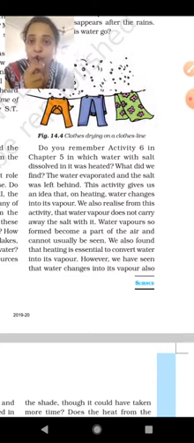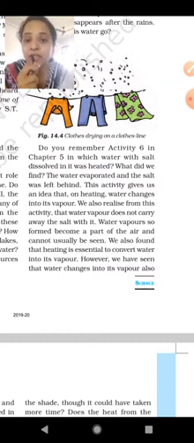into water vapor. From that activity we can conclude that water turns into vapor. We also realize from this activity that the water vapor does not carry away the salt with it.